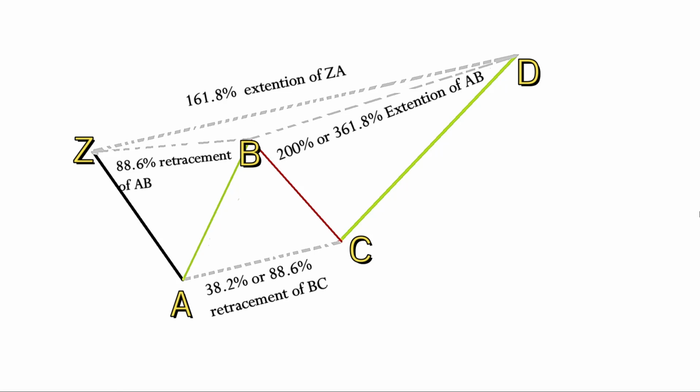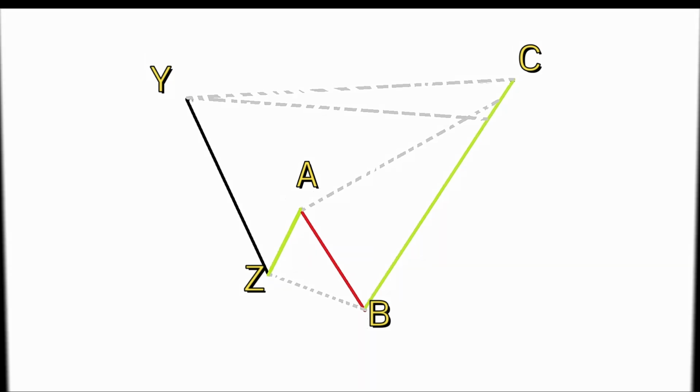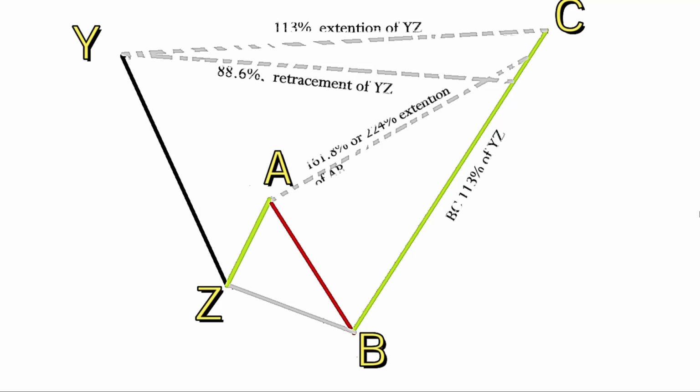Last in the animal kingdom, the shark pattern. Also discovered by Scott Gartley, the shark pattern has some similarities with the crab. It's a 5-leg reversal pattern. Points ABC are also here, and we have additions of Z and Y. A shark pattern must fulfill the following golden ratio rules.